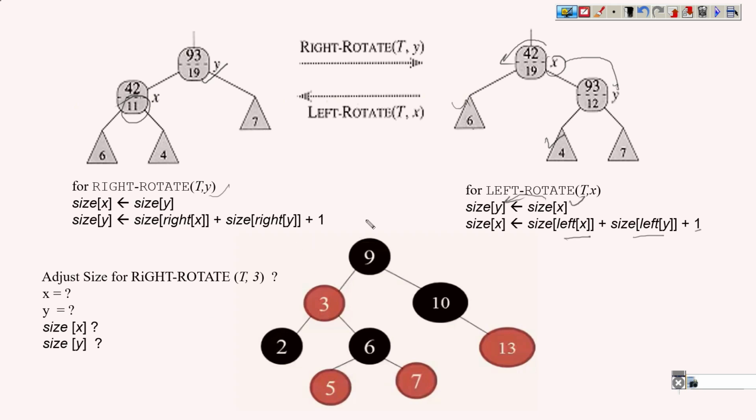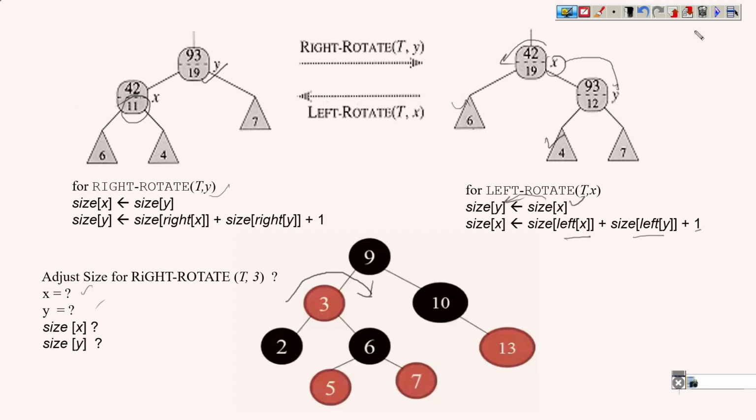So you can see here, this is one tree given to you, and we are going to rotate, right rotate on t3. So we are going to rotate here, and now you need to find out what is the impact on the size of x and y. So first you find x and y, and then size x, size y. This is left to you as an exercise.